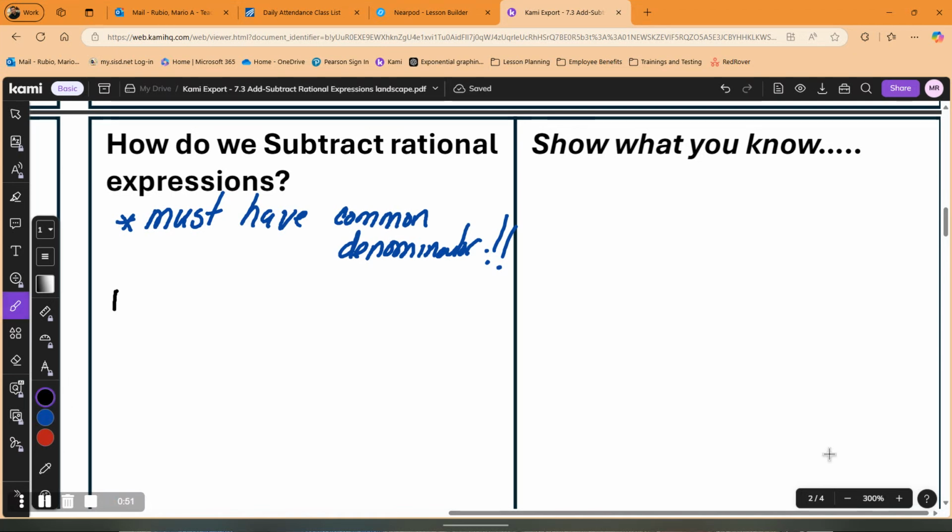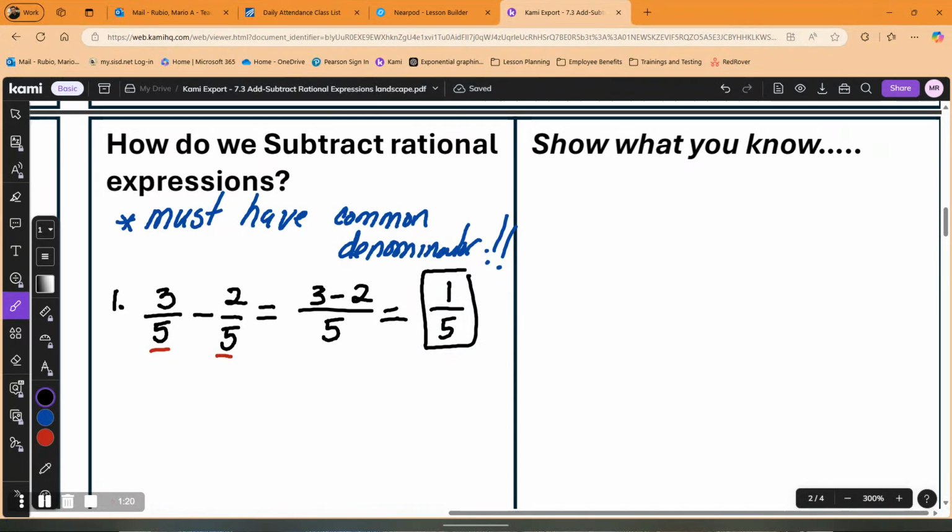Let's take a look at an example with the same denominator. 3/5 minus 2/5. Okay. Check. Do they have the same denominator? Yes. So we will proceed by adding or subtracting the numerators. 3 minus 2, and the denominator stays the same. 3 minus 2 equals 1. Okay. And that's it. We're done.